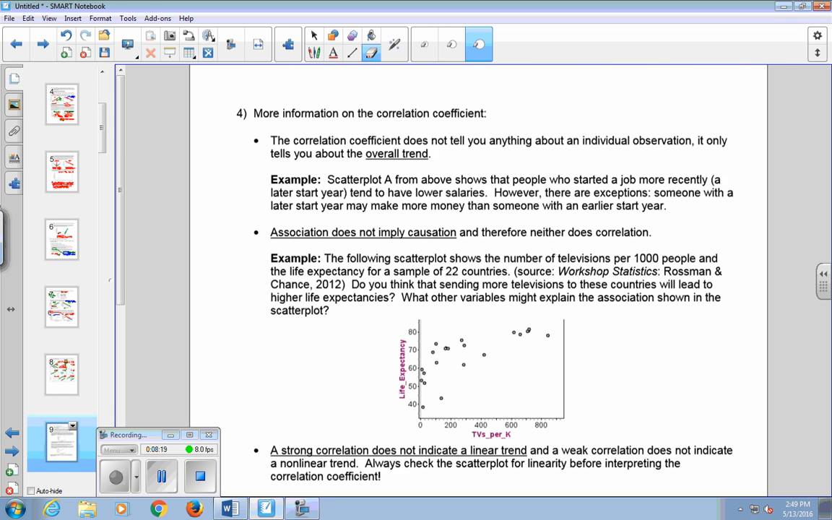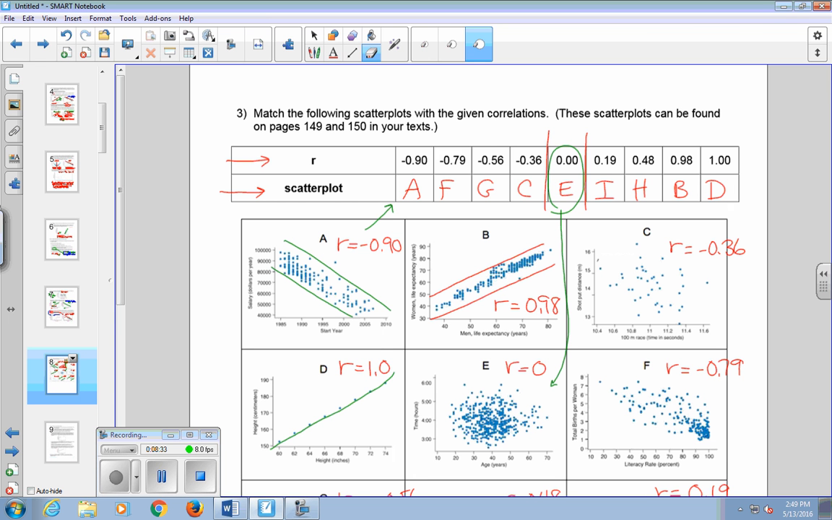All right, so a little bit more information on the correlation coefficient. First thing is the correlation coefficient doesn't tell you anything about an individual observation. It only tells you about the overall trend. So as an example, if we go back to scatter plot A, this one up on the top left on the previous page.